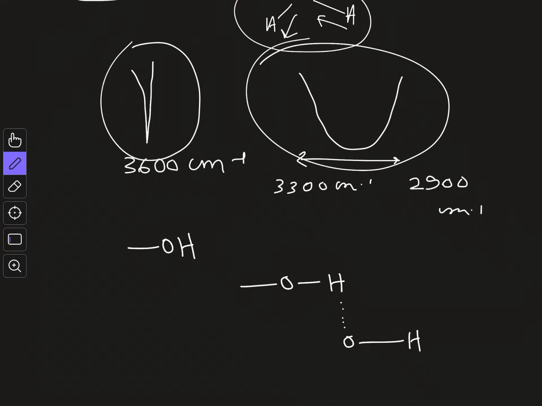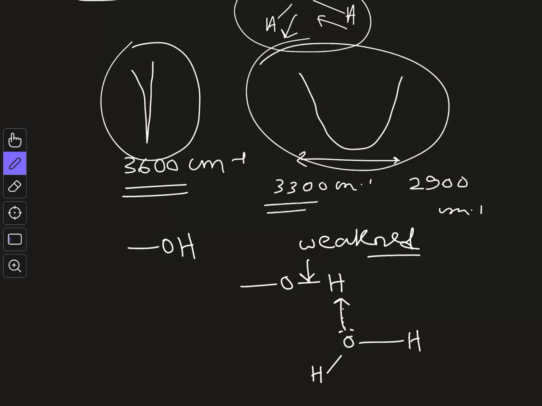So like this. So this hydrogen bonding, what it will do, due to this hydrogen bonding, oxygen is giving electron to this hydrogen center, and that's why this bond is weakened. So due to the hydrogen bond formation, this bond is weakened, and that's why its stretching frequency will be reduced. So from 3600 centimeter inverse, it will shift to the 3300 centimeter inverse, because due to the hydrogen bonding, this bond is weakened.